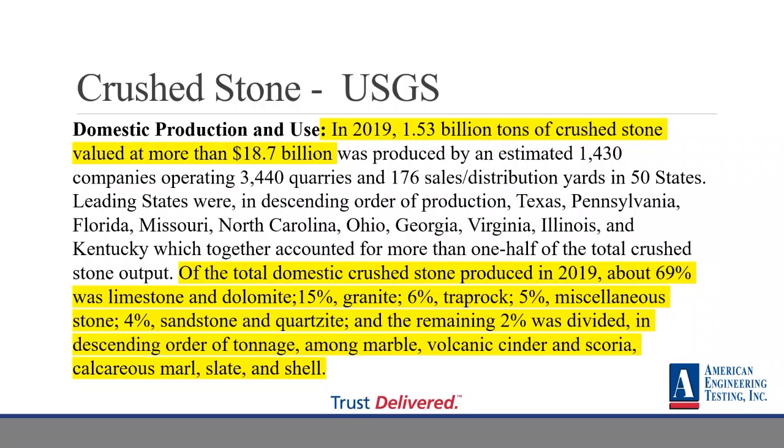So just to show you the volume of construction aggregate used in the US, in 2019, 1.53 billion tons of crushed stone valued at more than $18.7 billion was produced. Those are staggering numbers to hear, and the volume is crazy. Of the total domestic crushed stone produced in 2019, about 69% was carbonate, limestone, and dolomite. 15% was granite, 6% was trap rock or basalt, 5% miscellaneous, 4% sandstone, quartzite, and then the remaining 2% was divided among a bunch of different things.